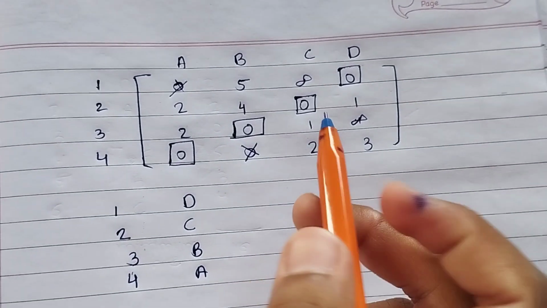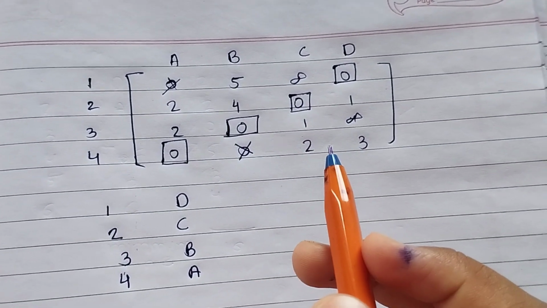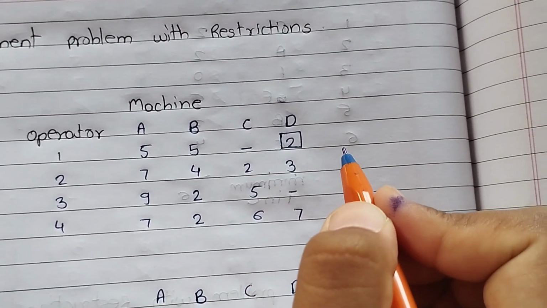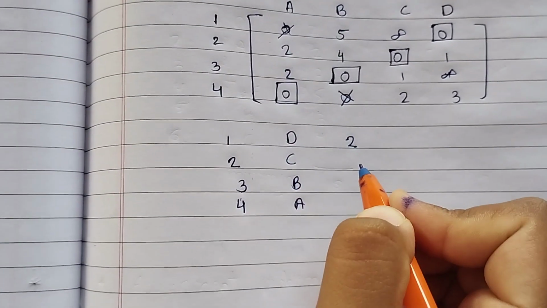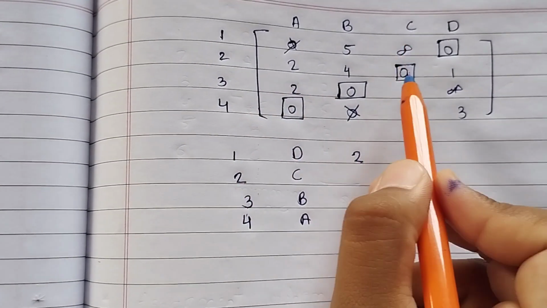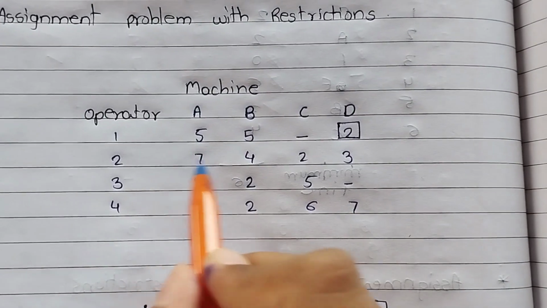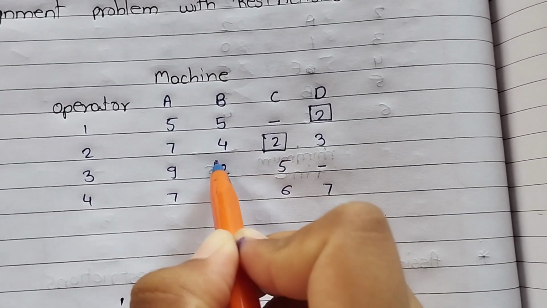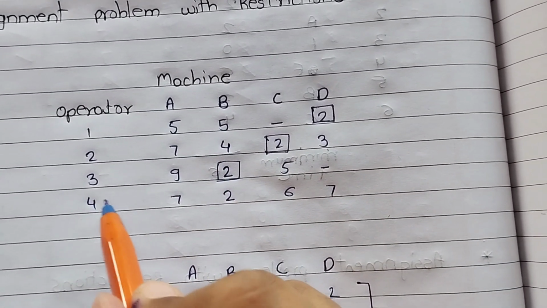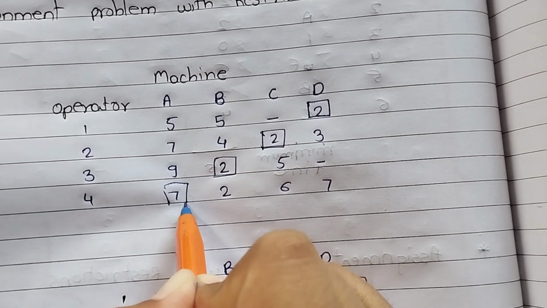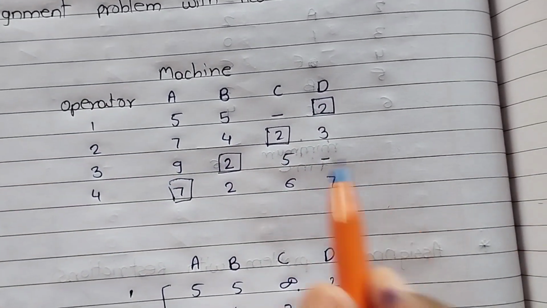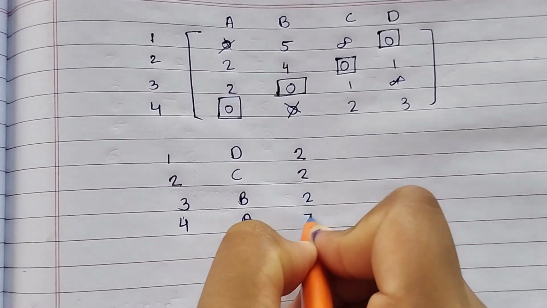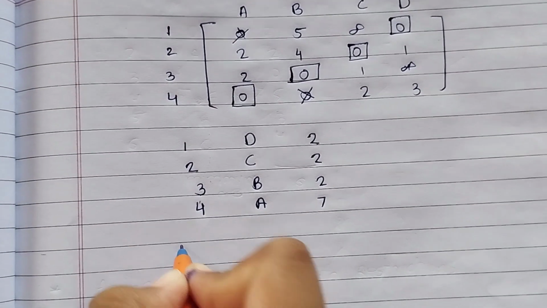Now the cost we refer from the original value. So 1 and D has an original value 2. So we write here the cost, which is 2. Now 2 and C is 2, 3 and B is 2, and 4 and A is 7. So we write all this cost in our schedule: 2, 2 and 7.